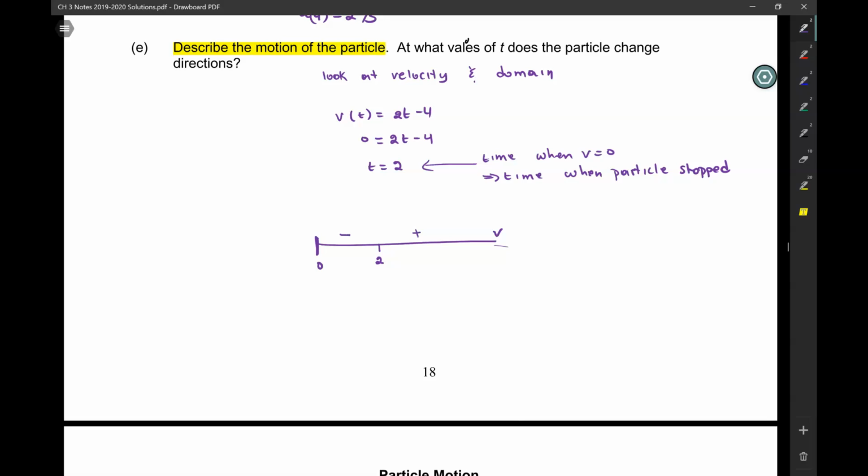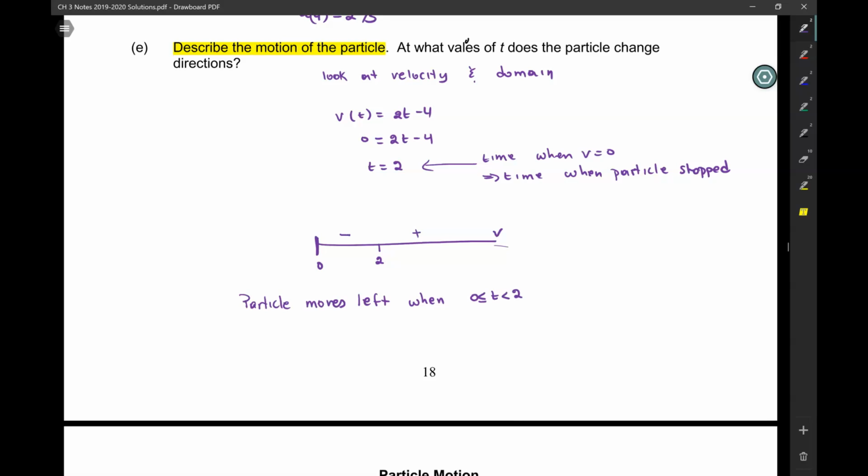Now, when it says motion along a line, you can imply that this is horizontal, so we can say left or right. So, particle moves left when the time is between 0 and 2. Look here: open on 2, closed on 0, because at 2, V is 0.